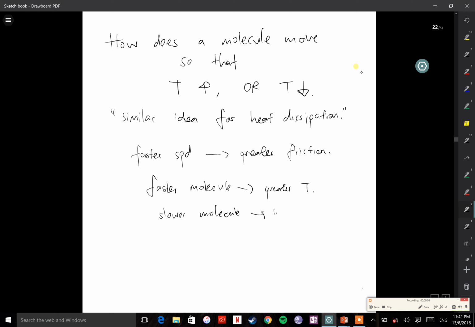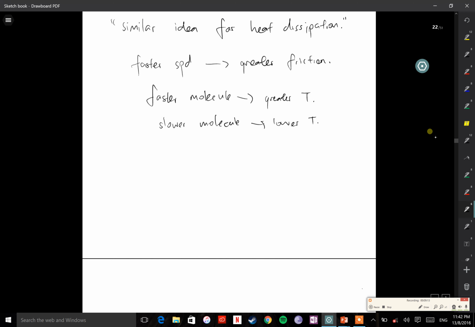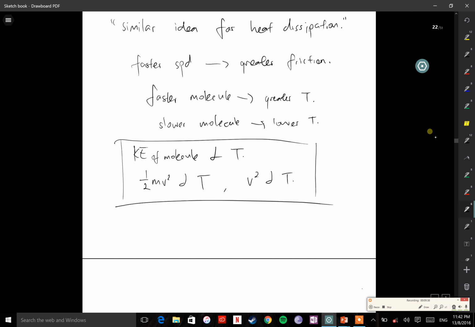In fact, if you were to write it, there's this formula saying that the KE of a molecule is directly proportional to temperature, and therefore half mv squared is directly proportional to temperature, so v squared is directly proportional to the temperature. This is the relation that we have here. So the faster the molecule, the greater the temperature. And this is a very powerful relation.